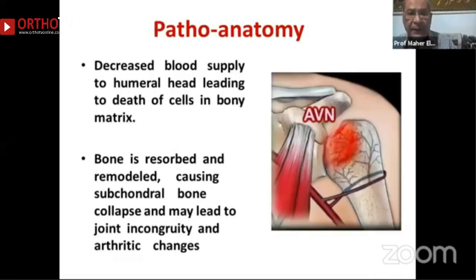The pathoanatomy. Decreased blood supply to the humeral head leads to death of cells in the bony matrix. Bone is resorbed and remodeled, causing subchondral bone collapse, and may lead to joint incongruity and arthritic changes at the end.